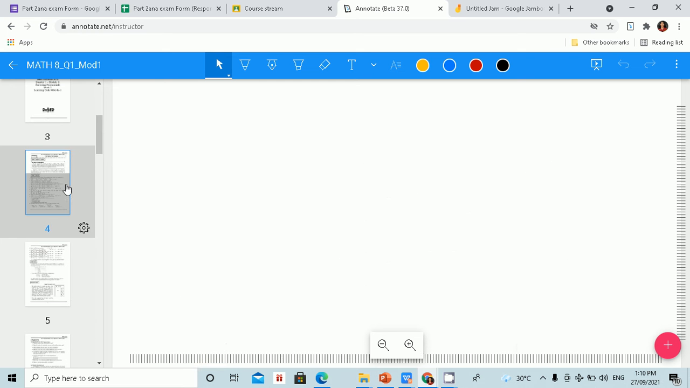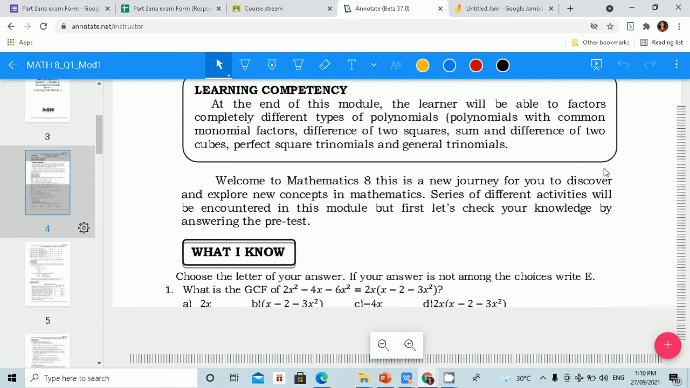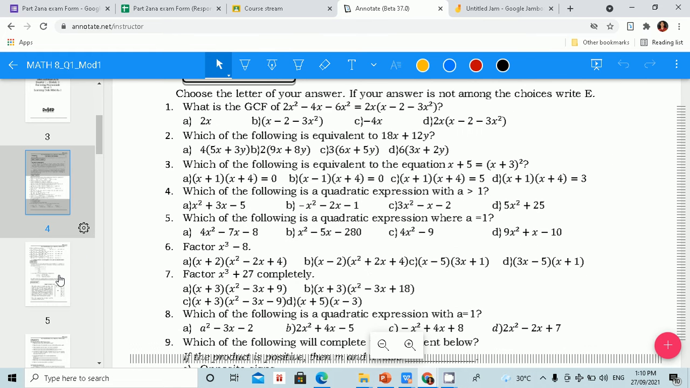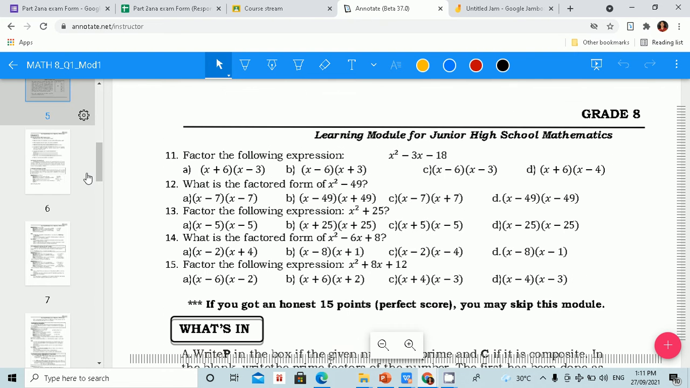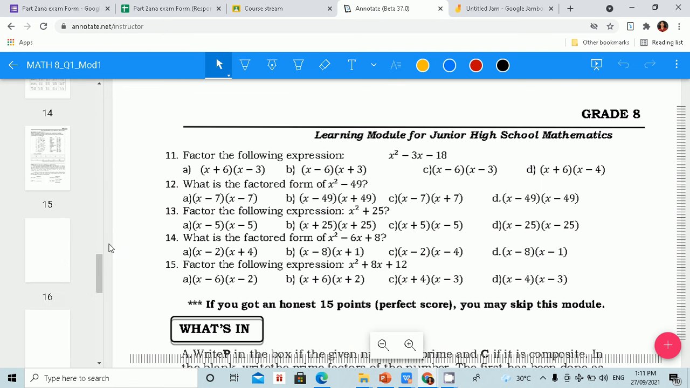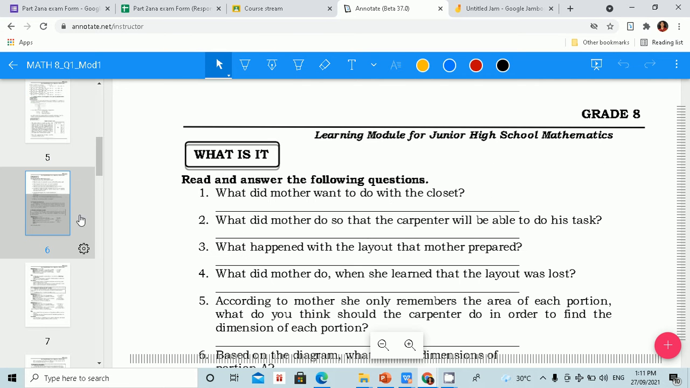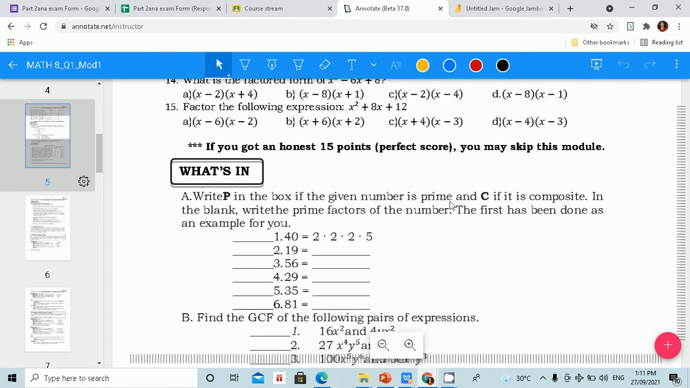Okay, so this is for your assessment. So I will not discuss that to you anymore. Okay, let's go to, I think, page... Okay, this one.